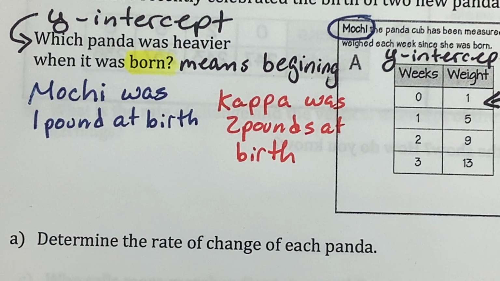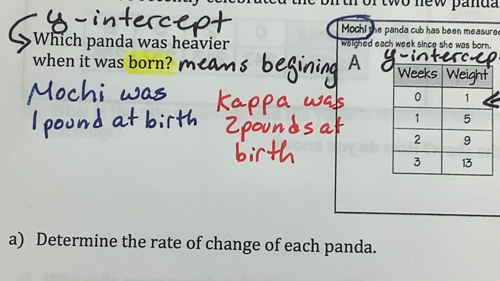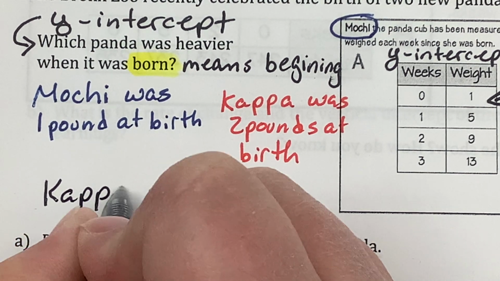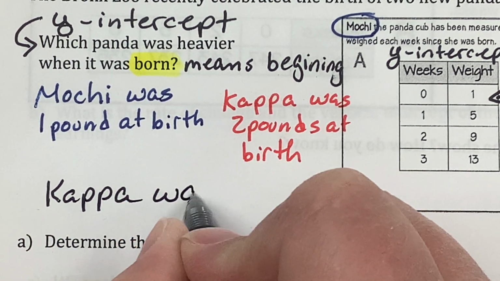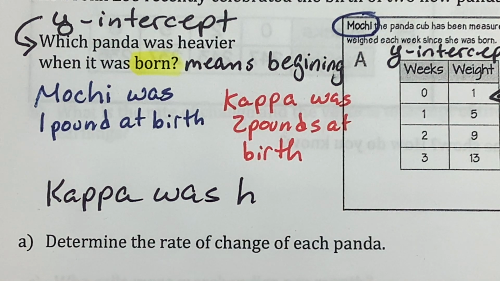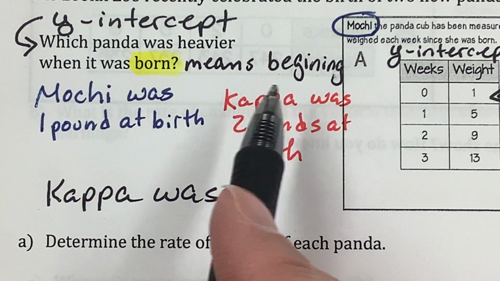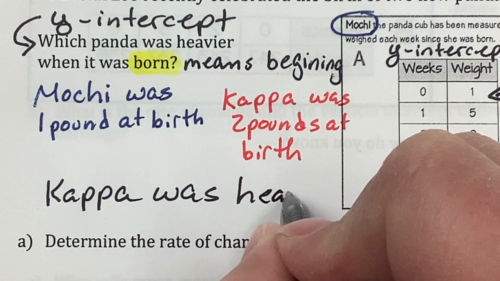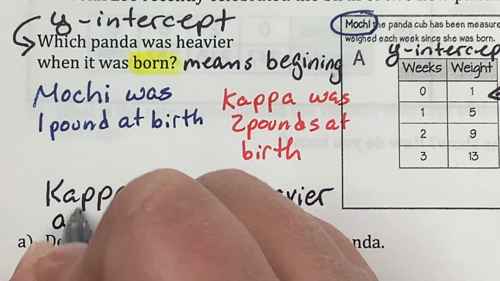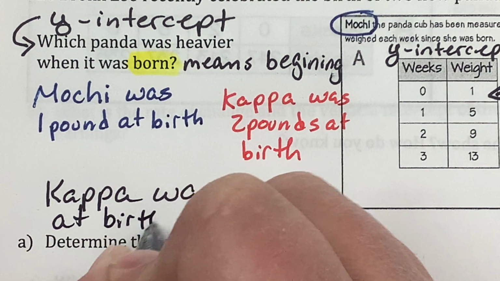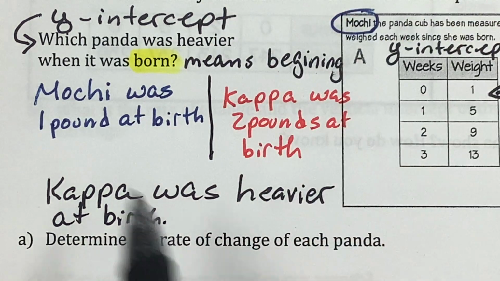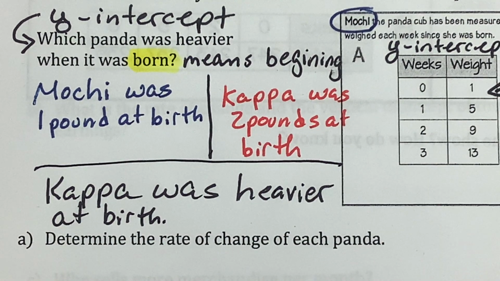Then it says, which panda was heavier? Well, if Kappa was 2 pounds and Moshi was 1 pound, obviously Kappa weighed more at birth. But I want to use their words. So it says, which panda was heavier when it was born? Kappa was heavier at birth. That's it. I don't have to explain anything. My explanation is up here. Here's my explanation, and here's my sentence answering the question.